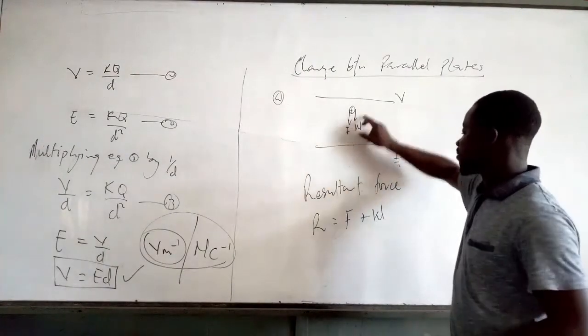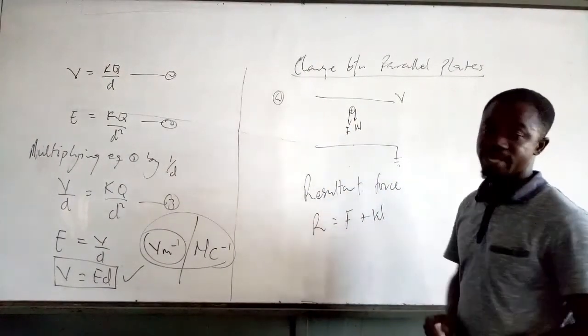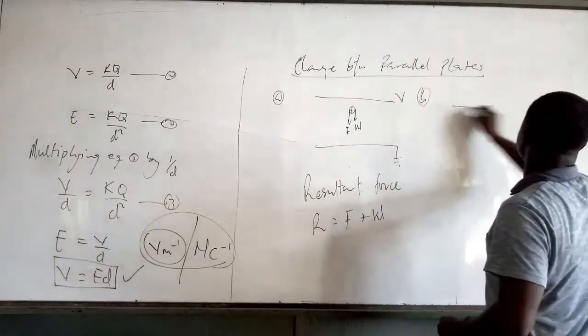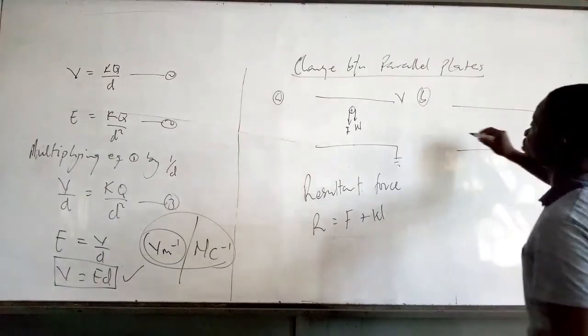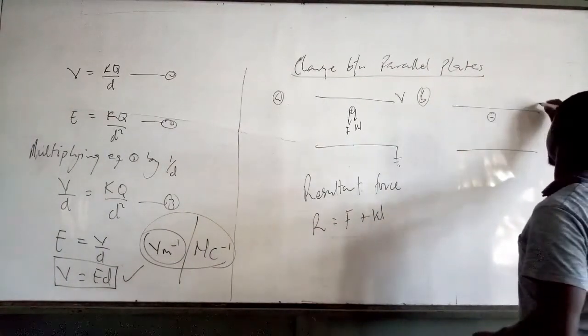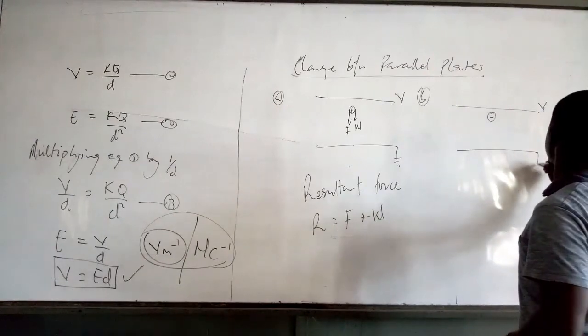Because the two forces are in the same direction, we add them. All right. What about if we have a situation like this. This charge is negative. The down plate is earthed.